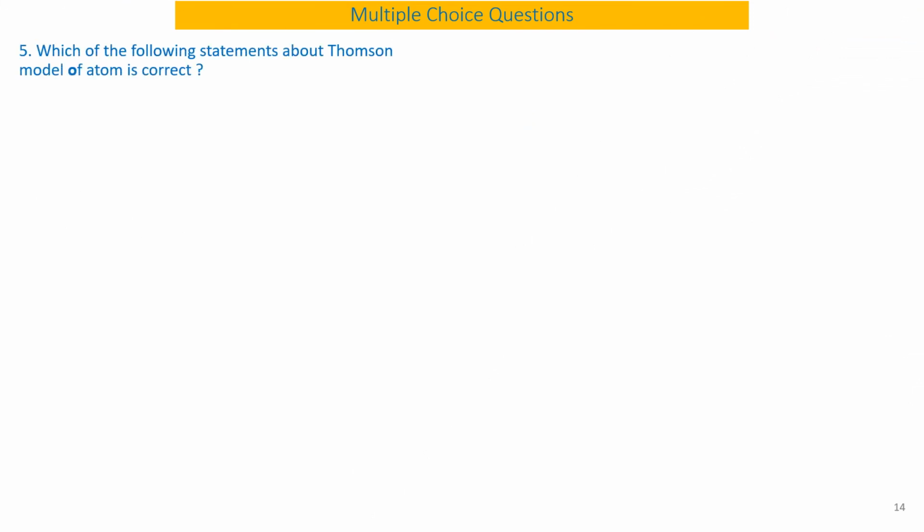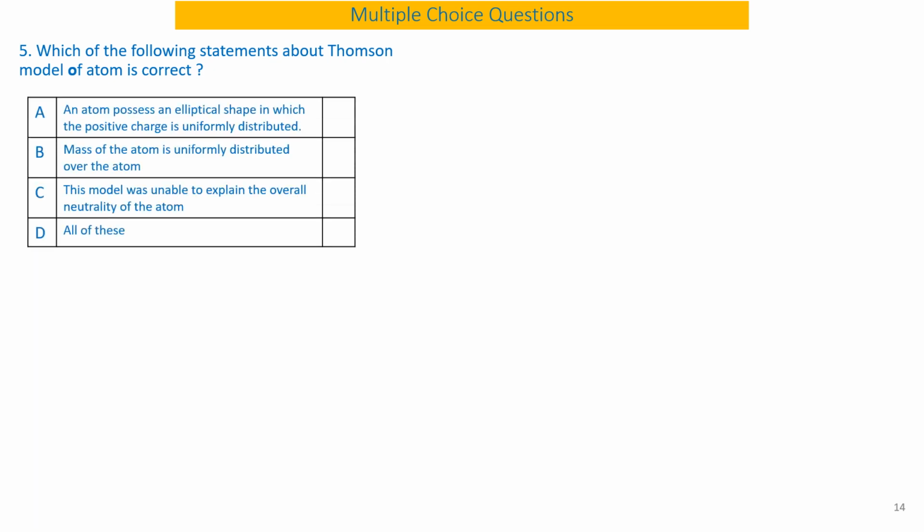Next question. Which of the following statements about the Thomson model of an atom are correct? An atom possesses an elliptical shape. Please read all four and analyze. We have to remember that the mass of the atom is uniformly distributed over the atom. This was the Thomson model. He said that the mass of the atom is uniformly distributed.